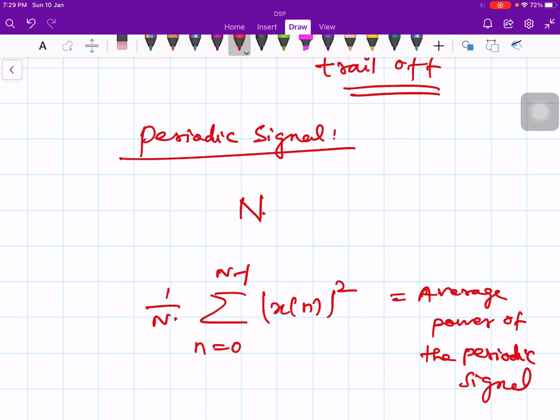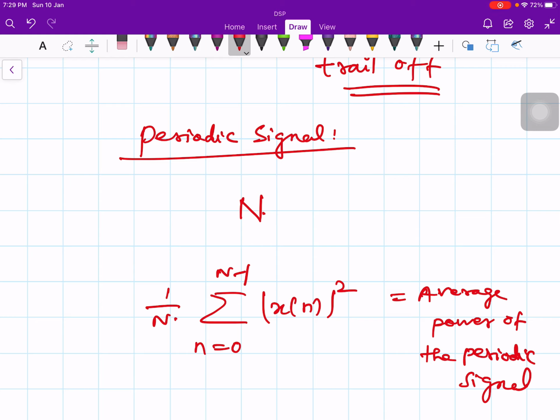Okay, so we have defined absolutely summable sequence, square summable sequence, which is the same as finite energy sequence, and then we defined the average power of a sequence. Okay, so I think let me stop at this point.